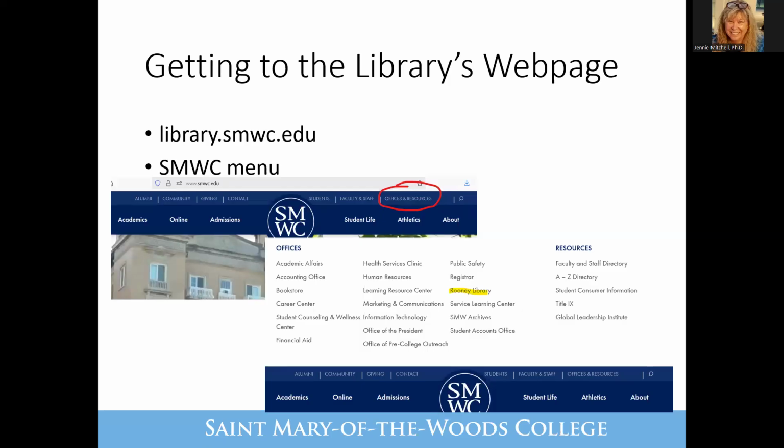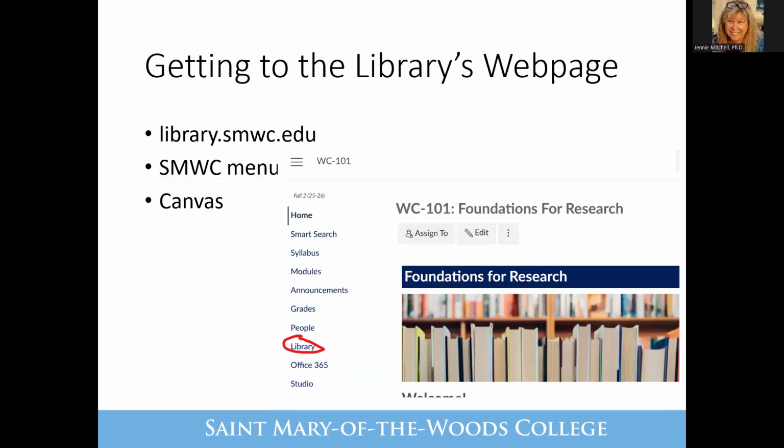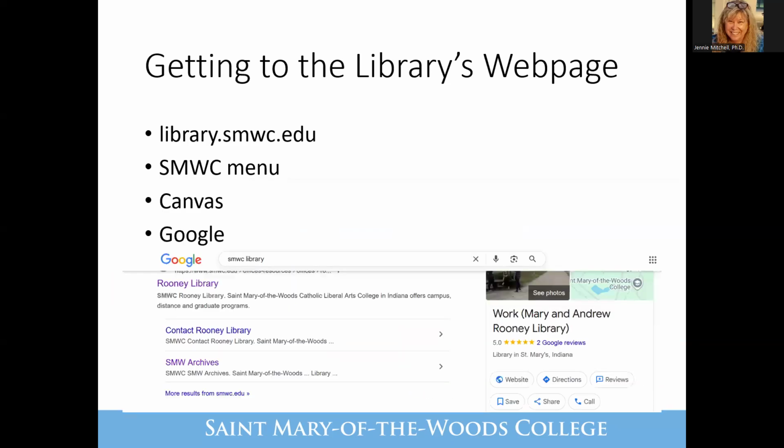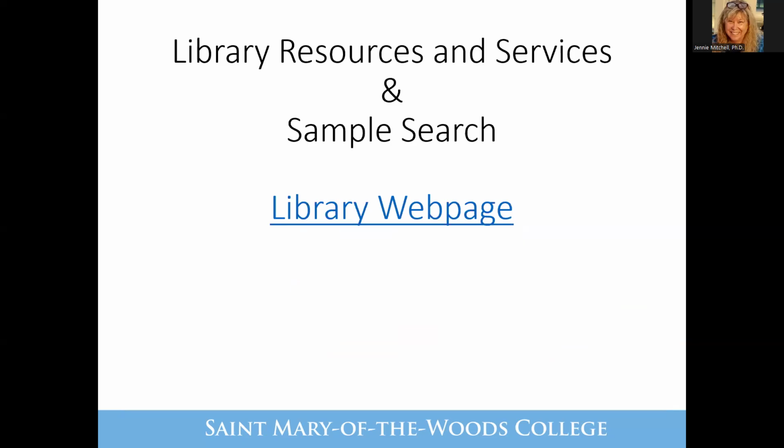We also have, across all the college web pages, this consistent set of ribbons and menus. And so that uppermost ribbon includes a link for offices and resources. And as you open that up, just about dead center in the middle of that next page, you'll see a link for the Rooney Library, which will direct you to the library's webpage. In every single course in Canvas, in that navigation menu on the left side of the screen, you will also see that there is a link to the library, which will direct you to our page. And then if all else fails, you can always Google SMWC Library. And the first result should be that link that brings you to the library's webpage.